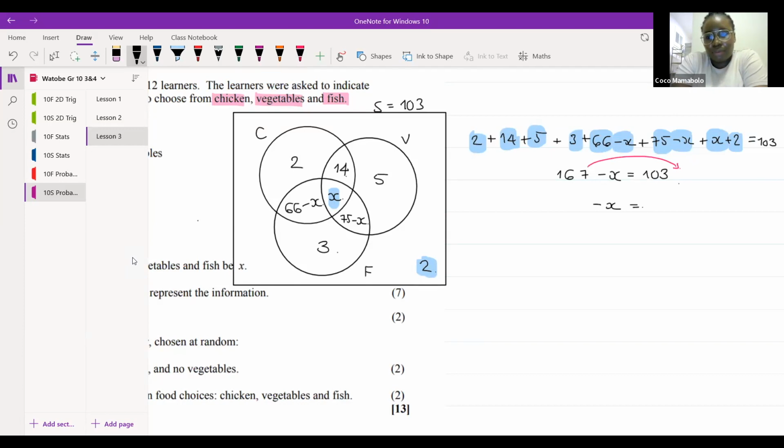Negative x is equal to negative 64. And then we change the negative 64. That means that x is equal to positive 64. Correct. Look at you, Namisile.